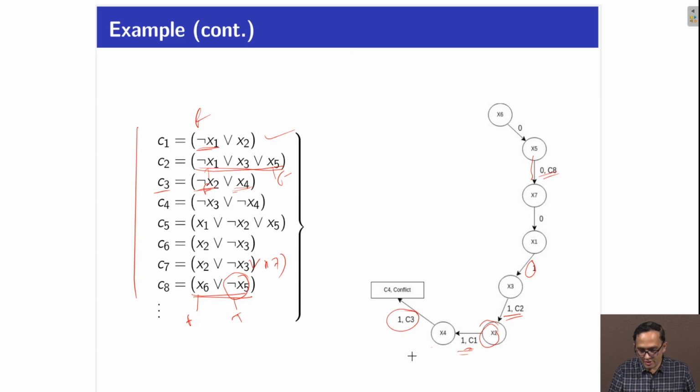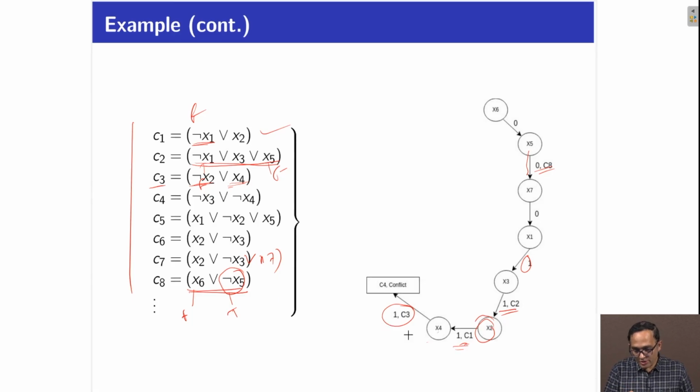Now, if you see what I am doing here, I am saying x4 equal to 1. So, this is false, and earlier I have taken x3 equal to 1, so not of x3 is also false. This makes C4 false. So, I reach a conflict.